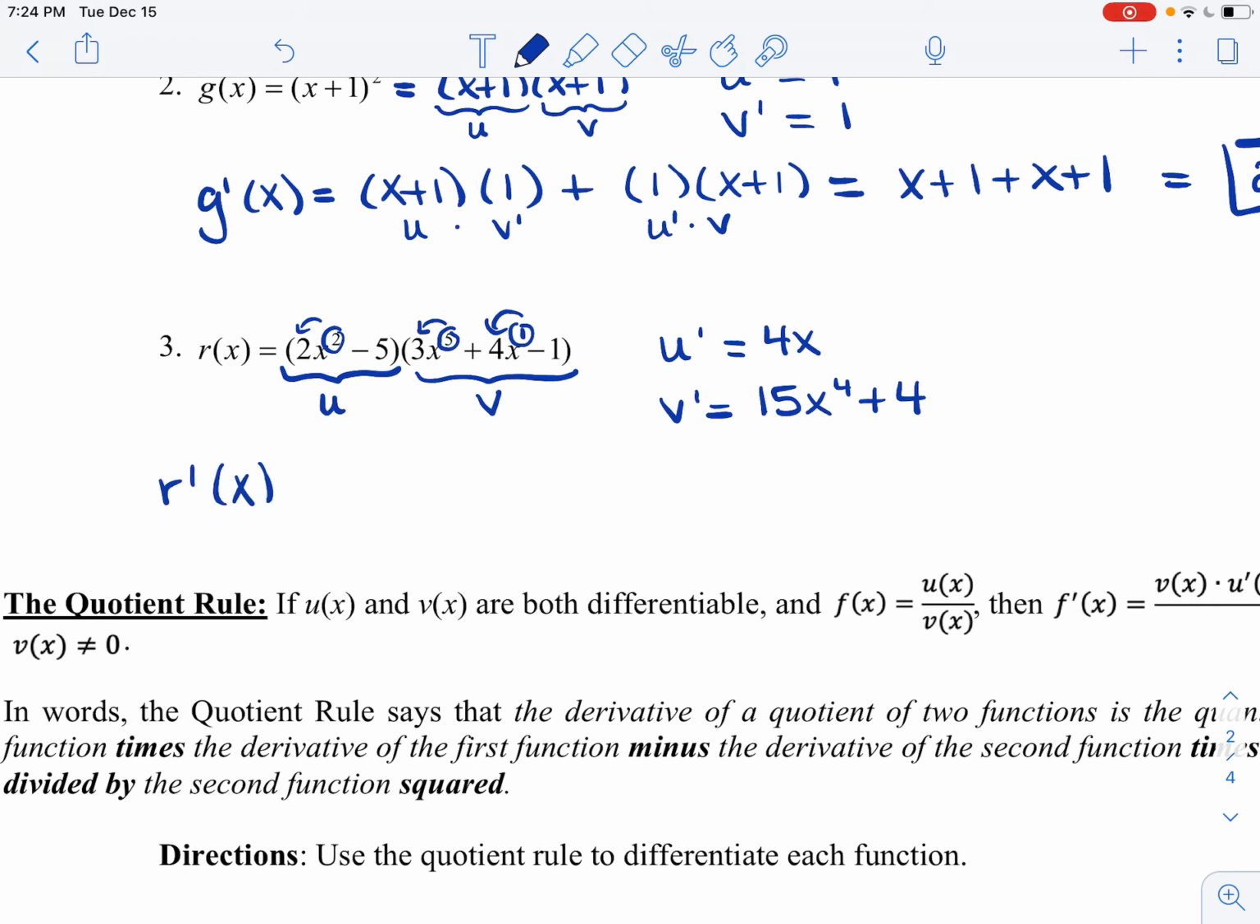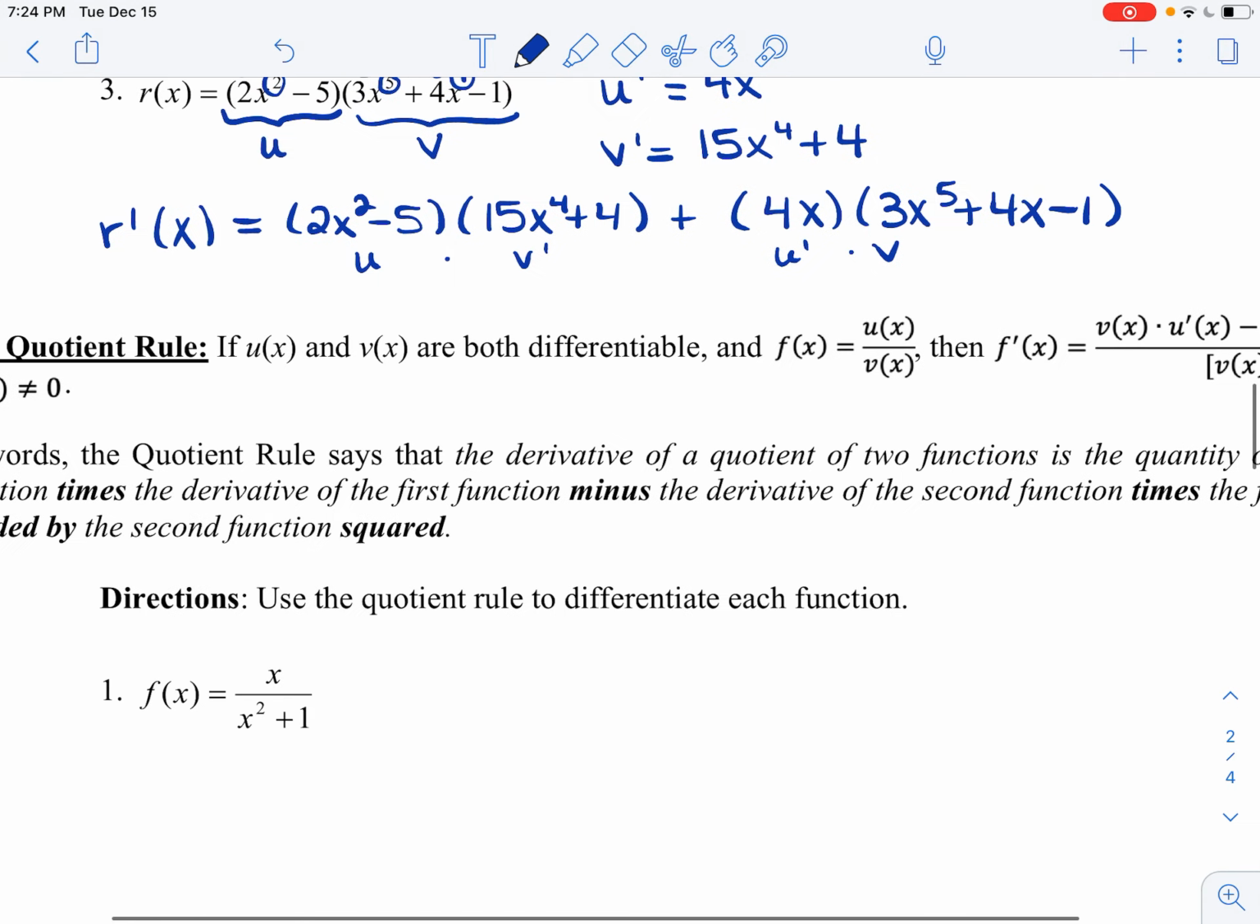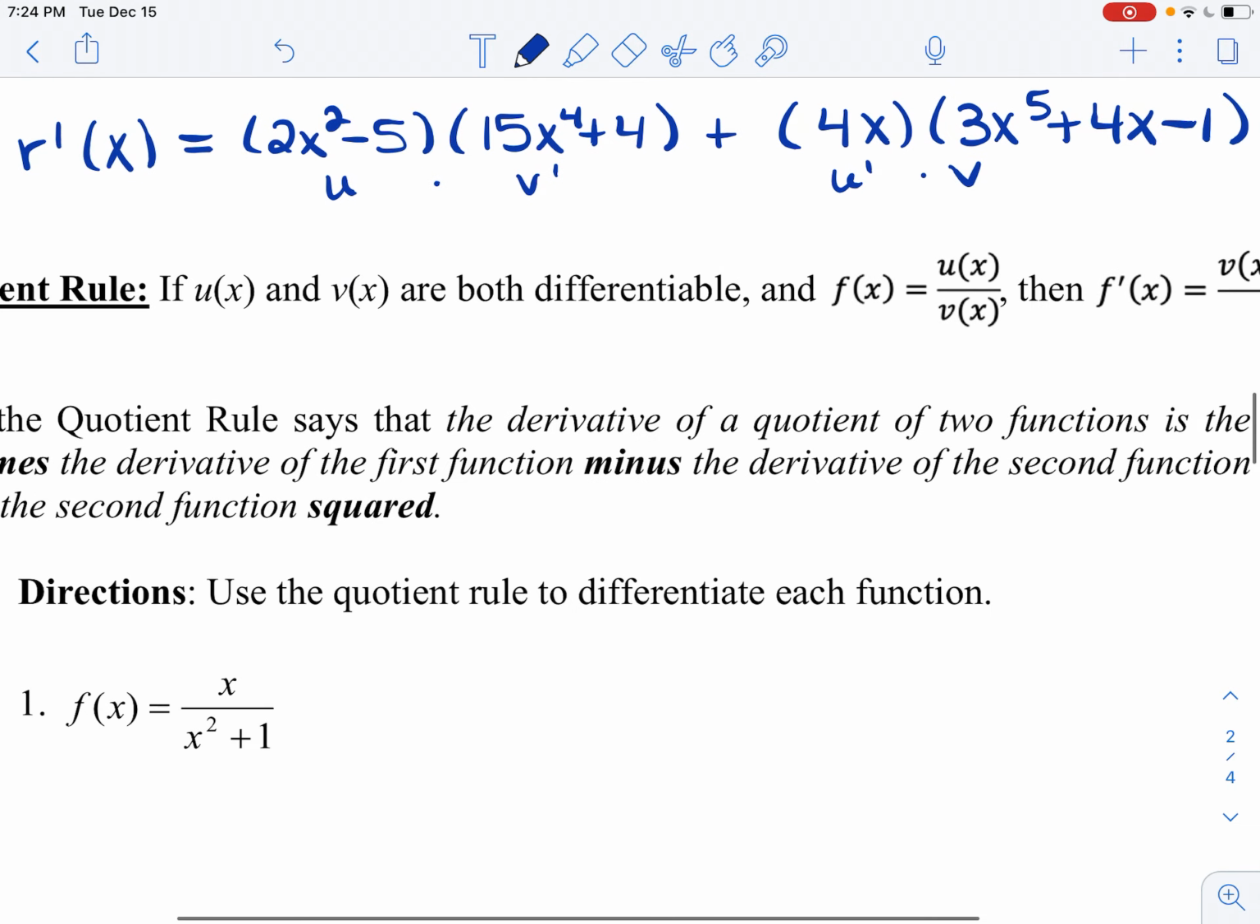Now let's find the derivative of this overall function. So we're going to take the original first function, 2x squared minus 5, times the derivative of the second. So v prime was our 15x to the 4th plus 4. So again, u times v prime, plus the derivative of the first function, which we got 4x, times the original second function. So again, this is u prime times v. All right, so I don't have a ton of room that way, so I'm going to write below. So let's do some multiplying now. Now it's just really up to multiplying and combining like terms.